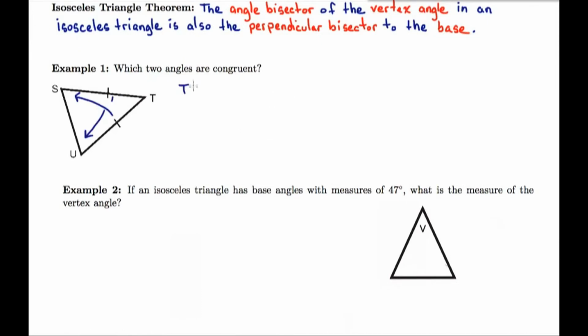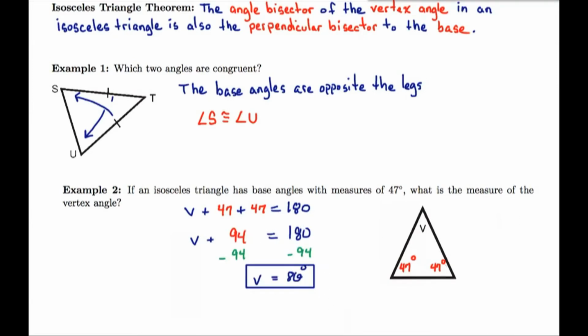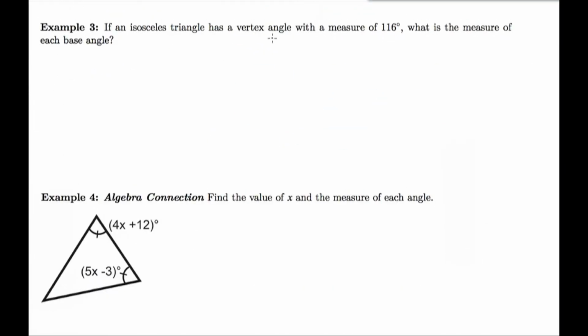Okay, example 1, which two angles are congruent? Well, the base angles are opposite the legs, so that would mean that angle S is congruent to angle U. Example 2, an isosceles triangle has base angles with measures of 47 degrees. What is the measure of the vertex angle? So I can set it up as the vertex angle plus 47 equals 180. Solve for V, and I get 86 degrees.